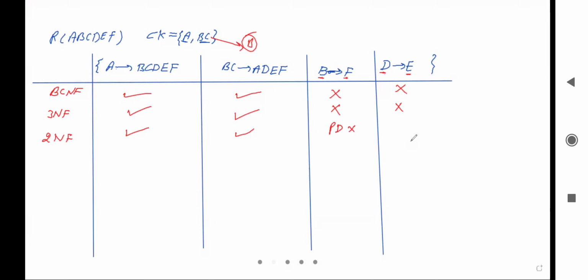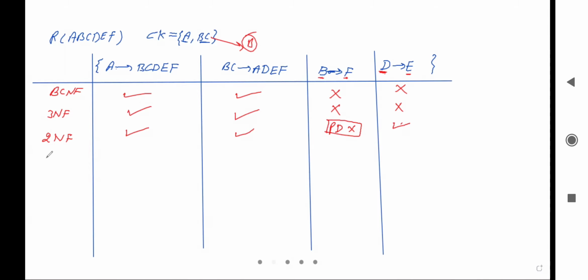What about this one? D goes to E. Is D a proper subset of a candidate key or not? This is not a proper subset of a candidate key. So there is no chance of partial dependency, right? So this case is valid. But due to the earlier one, it is not in second normal form.